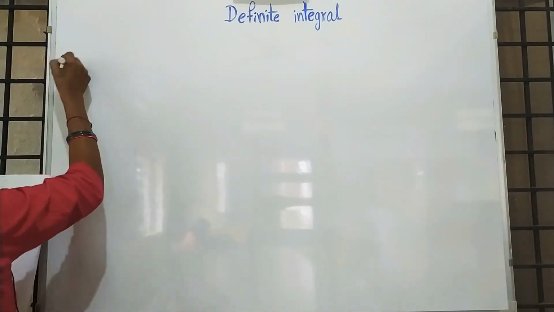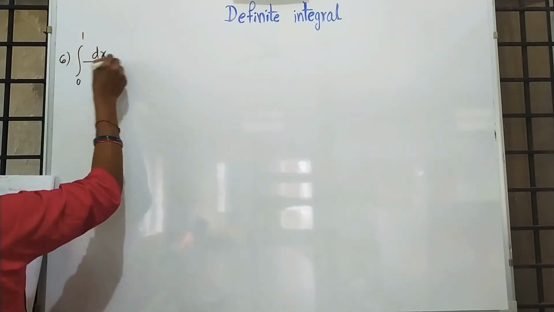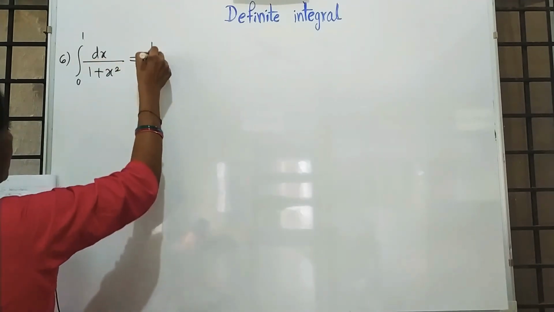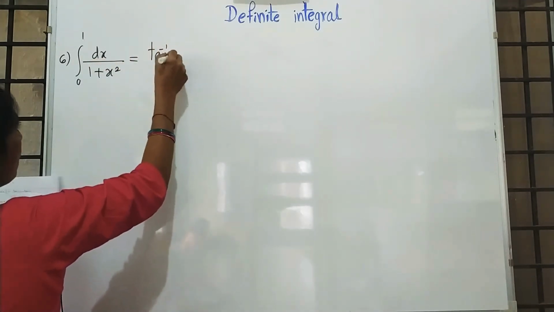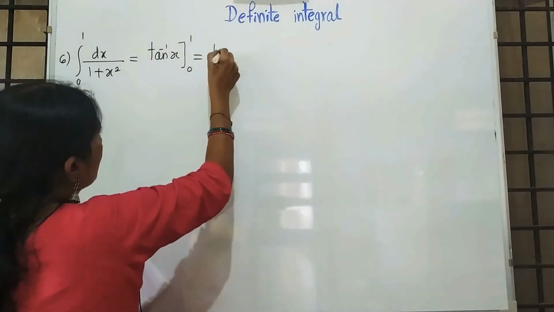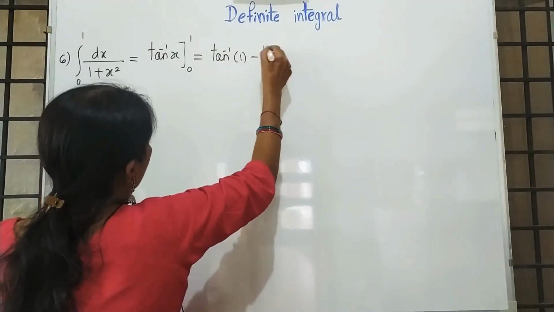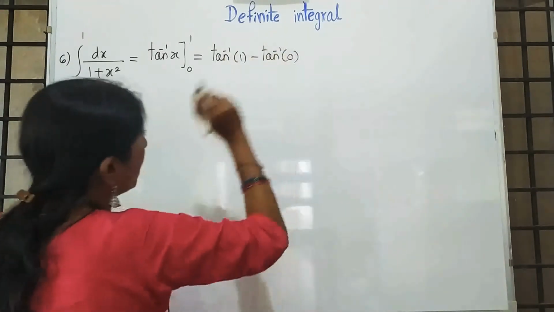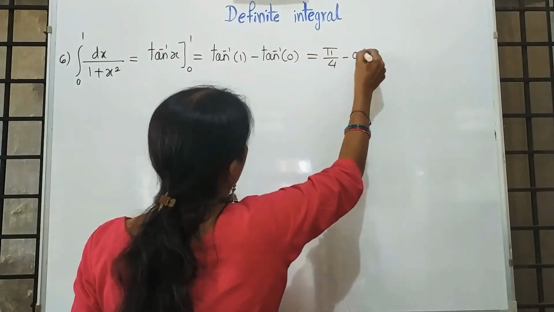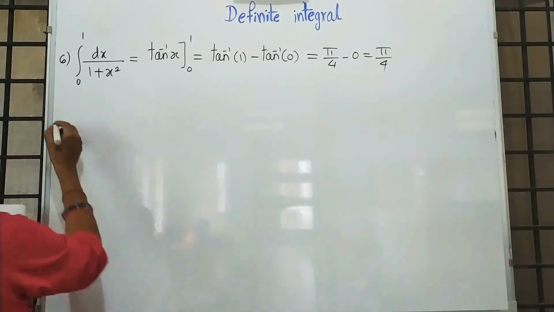Question number 6. Integration from 0 to 1 dx upon 1 plus x square. So what is the integration of 1 upon 1 plus x square? Tan inverse x from 0 to 1. This is tan inverse 1 minus tan inverse 0. Upper limit minus lower limit. Tan inverse 1 is pi by 4. Tan inverse 0 is 0. Finally, we got pi by 4.